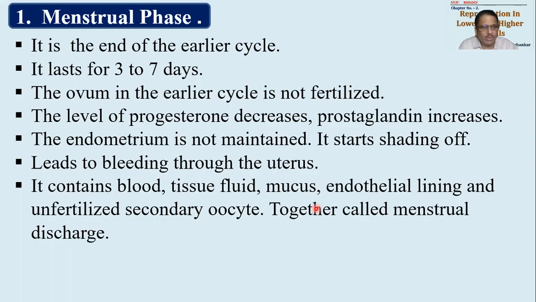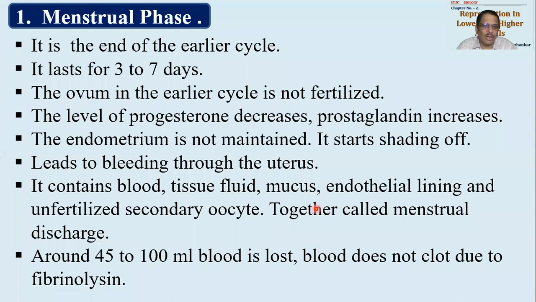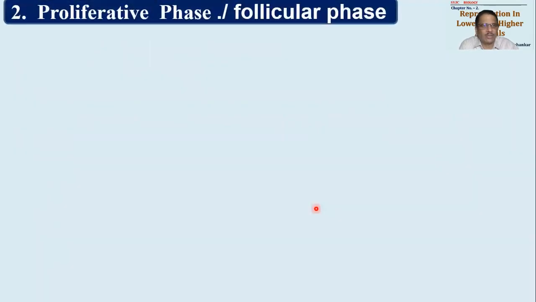Now next we have to understand that around 45 ml to 100 ml blood flow will be there, means blood will be lost. Okay, this blood does not clot due to the fibrinolysin. Blood clots generally नहीं होते हैं, but कभी कभी blood clots हो सकते हैं depending upon individual physiology or individual genetics, we can say. Okay, so it is a characteristic feature.